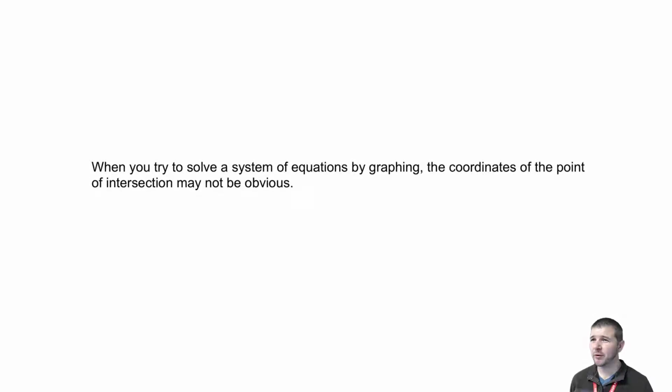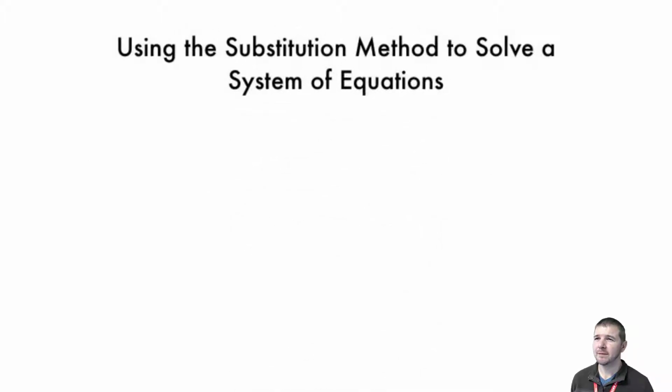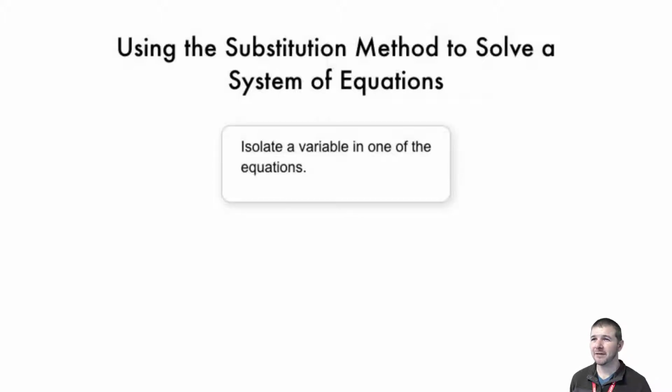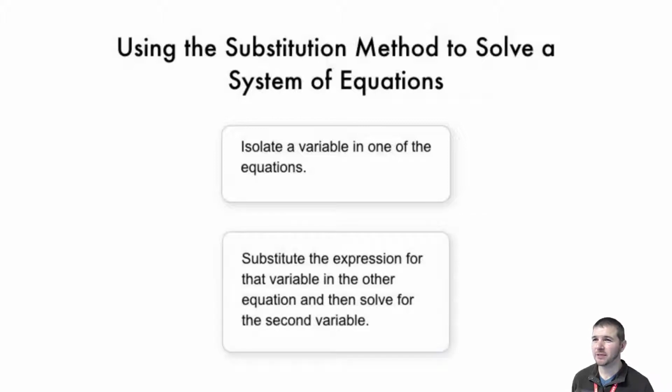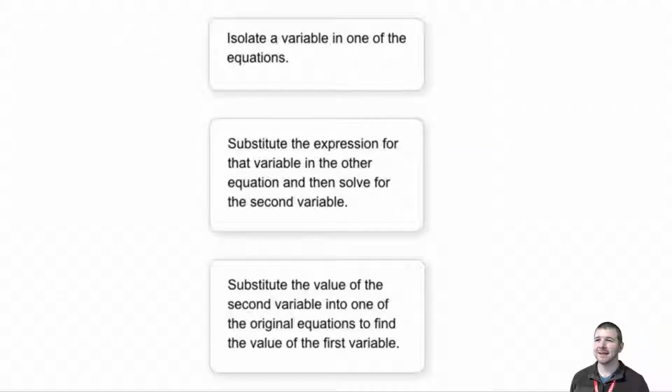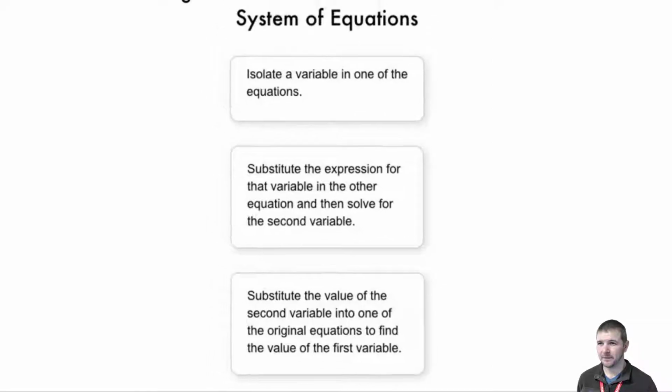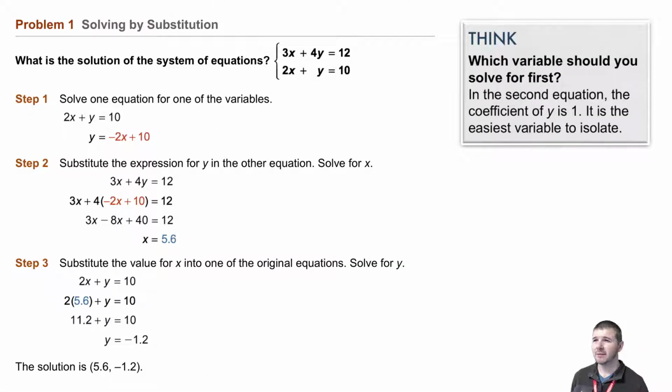When you try to solve a system of equations by graphing, the coordinates of the point of intersection may not be obvious. Using the substitution method to solve a system of equations: first, isolate a variable in one of the two equations. Then substitute the expression for that variable in the other equation, and then solve for the second variable. Finally, substitute the value of the second variable into one of the original equations to find the value of the first variable. Problem 1, solving by substitution.